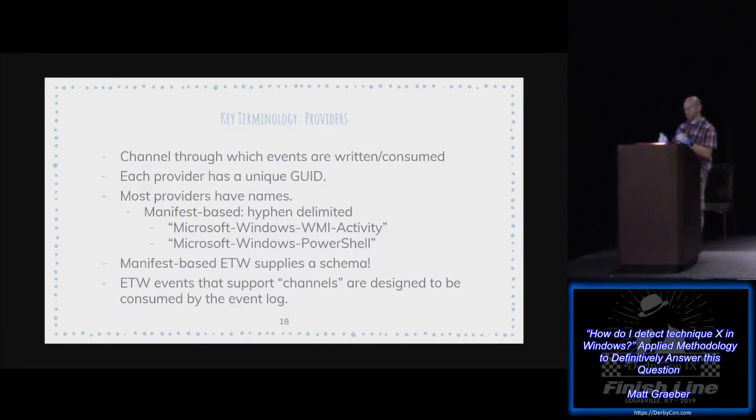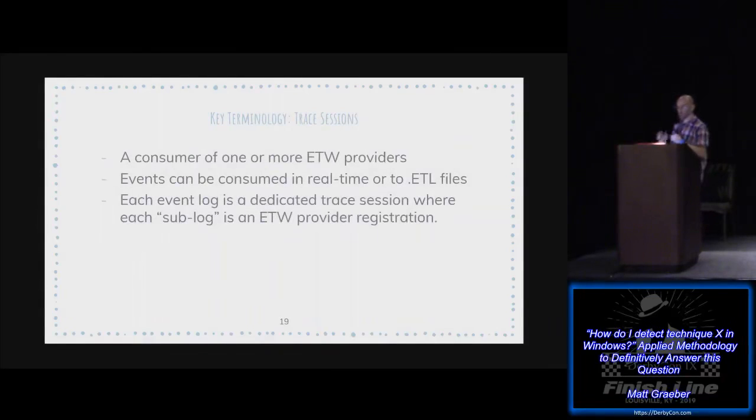Okay. Oh, a really important point here, channels. So every ETW event can have a property applied to it referred to as a channel. So if an ETW event has a channel value applied to it, that means that that ETW event is designed to be consumed by the event log. Many ETW events, though, do not have channel attributes applied to them, unfortunately. And that's what we're going to be dealing with in a little bit.